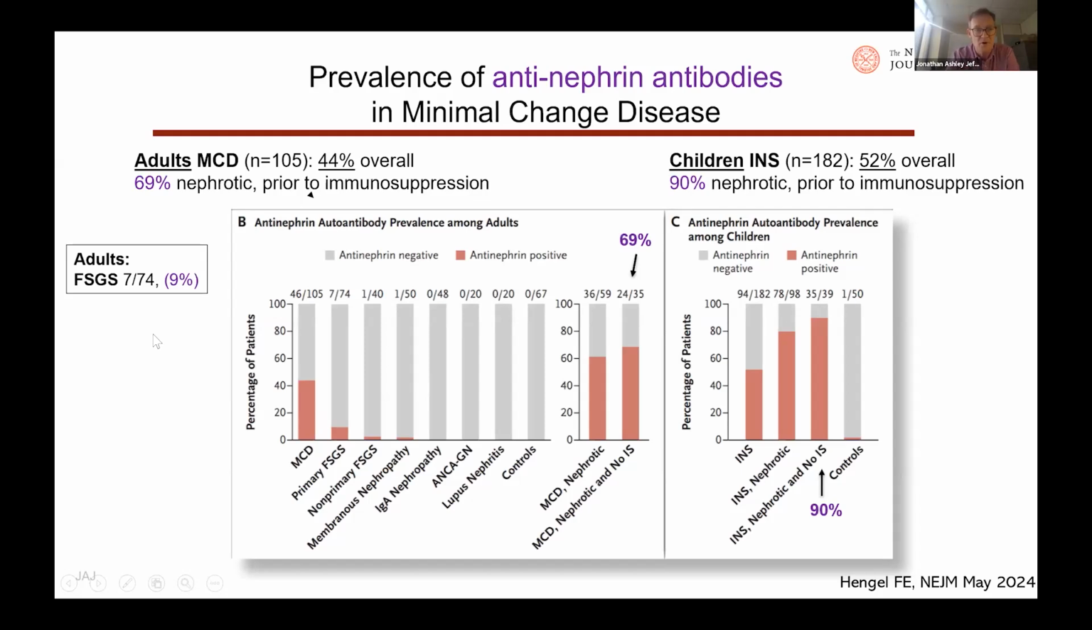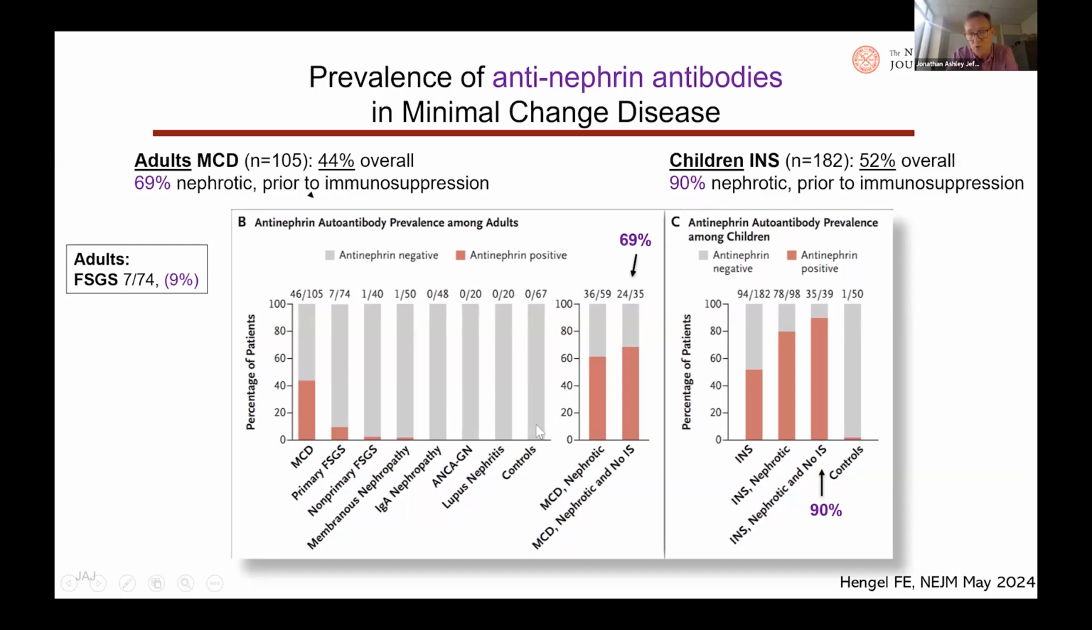So this might be the most important slide of the talk. It gives a summary of what they found from a prevalence point of view. On this side is adult minimal change disease. About 44% had antibodies to anti-nephrin. But if you look at those who were nephrotic and had not been treated, in adults, 69%, or two-thirds, had anti-nephrin antibodies. And this number was even higher in children. Overall in children, 52%. But looking at those who were nephrotic prior to immunosuppression, they found 90%.